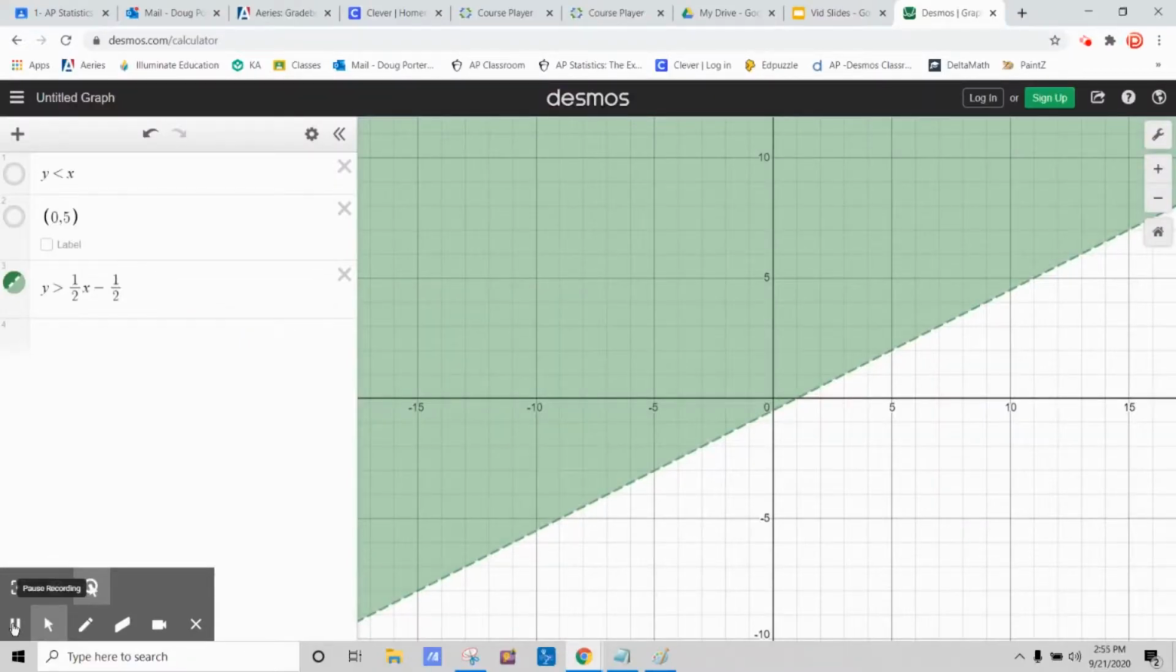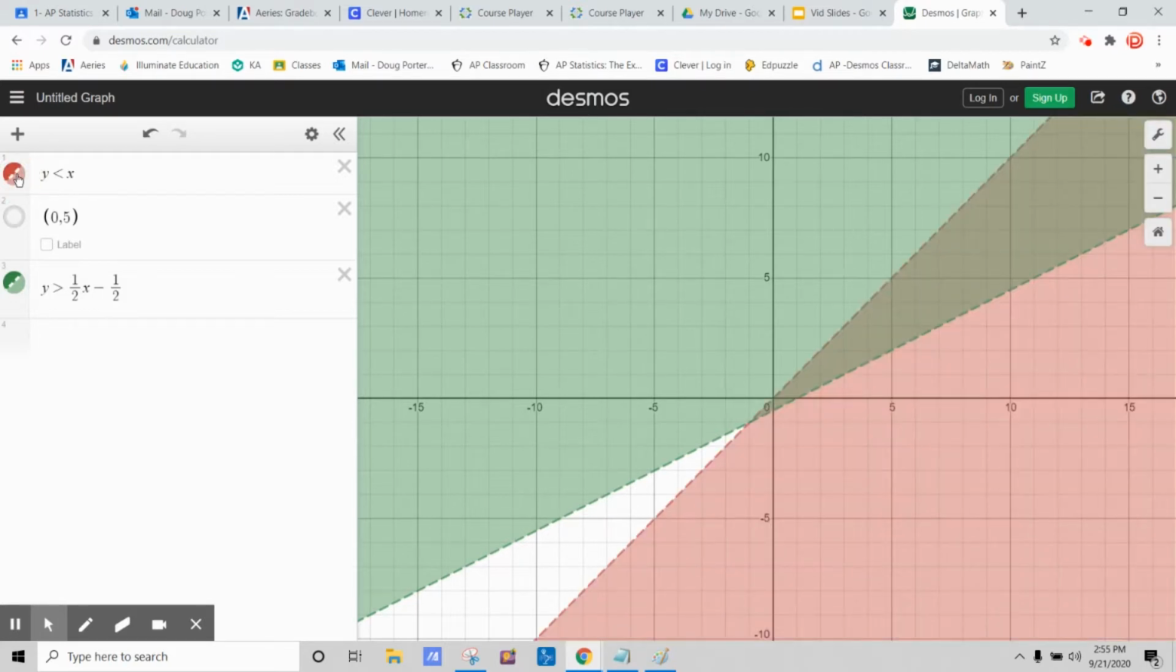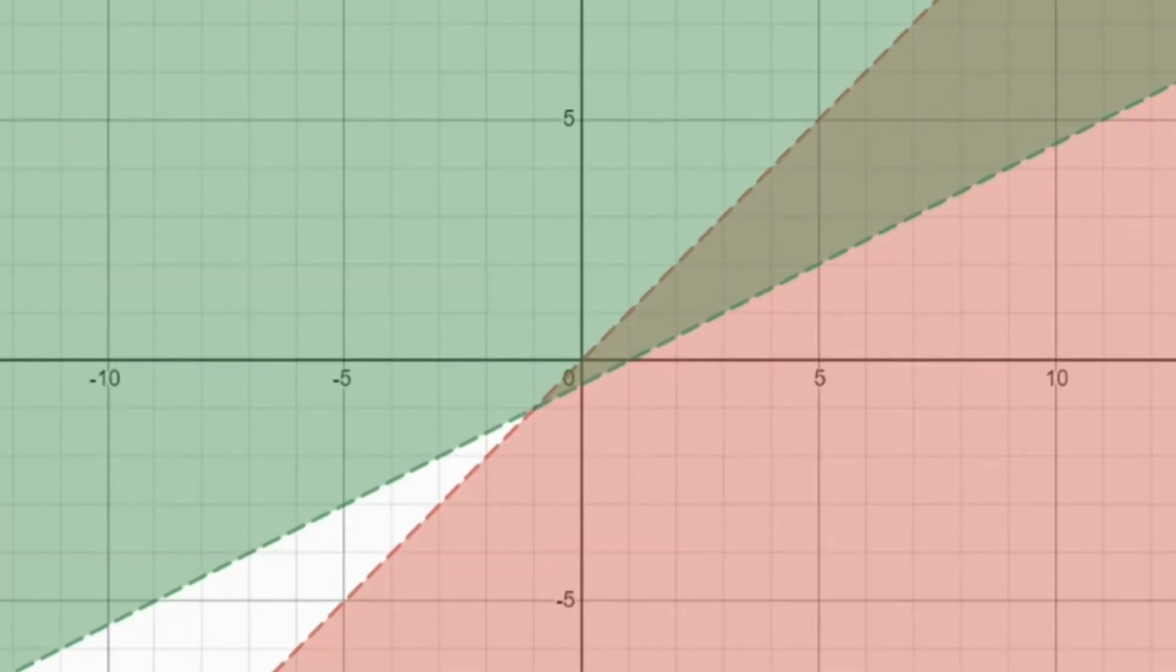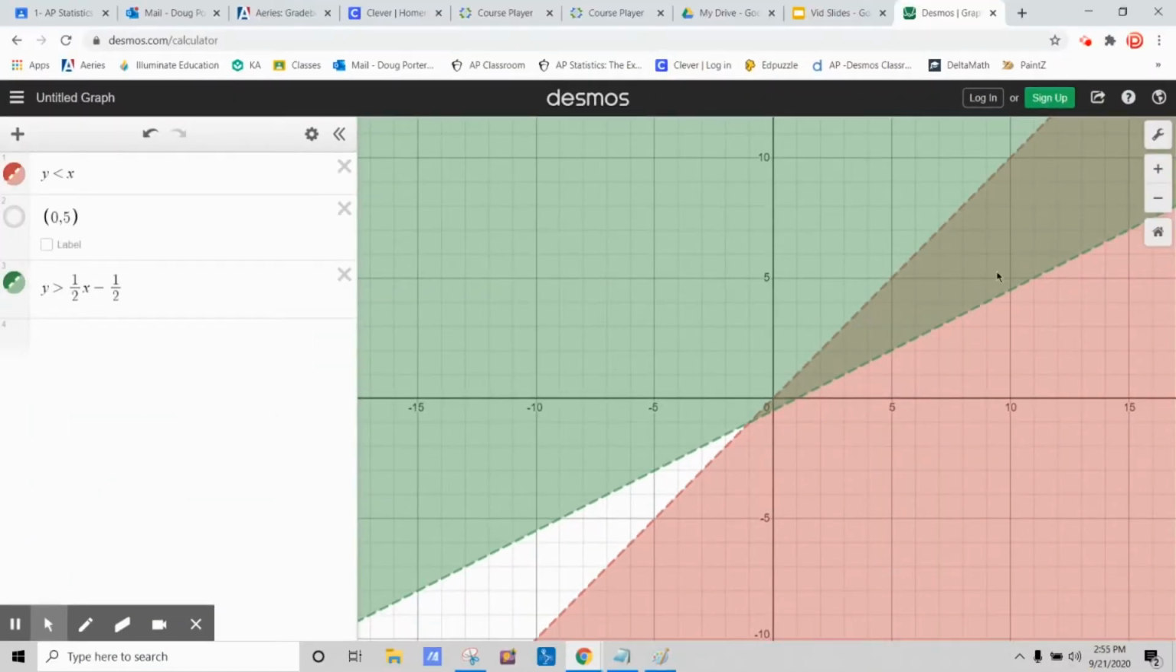And here's the graph of our second inequality on Desmos. Now the whole point of today's lesson is, how do you satisfy both inequalities? So I'm going to turn back on the other inequality. Now notice there is a section where it overlaps in this region right here. This region is going to be the solution only. The other regions are not going to be the solution to this system. Rather, this green region and this red region are just a solution to that one inequality.